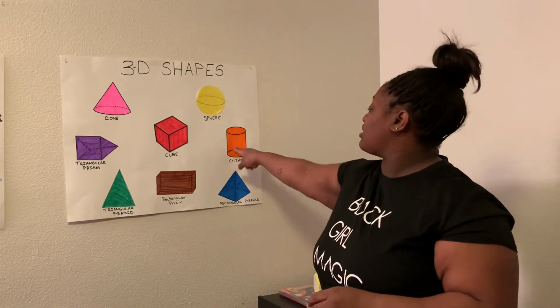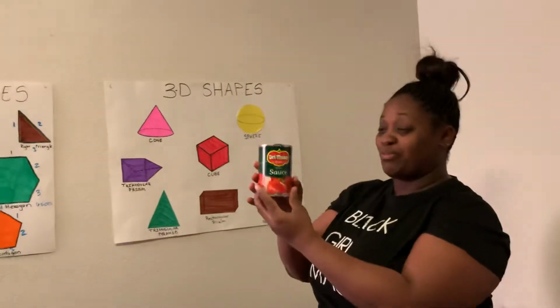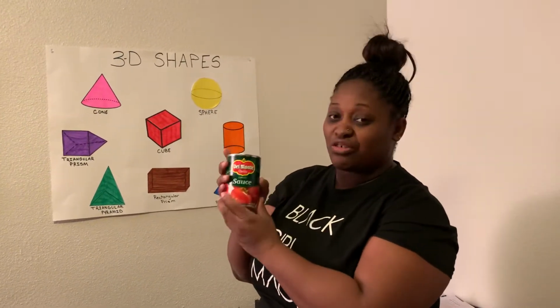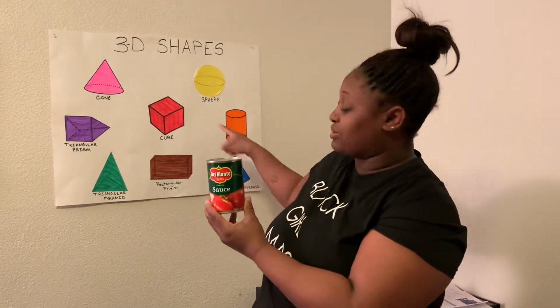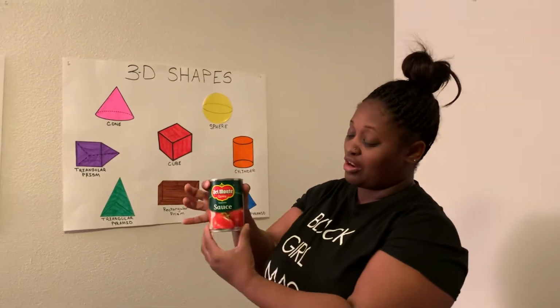Well, let's talk more about the cylinder. I have a canned good. Our parents probably use these in their homes to cook dinner with. So this canned good is shaped just like the cylinder. It's round up top and it's round all the way at the bottom.